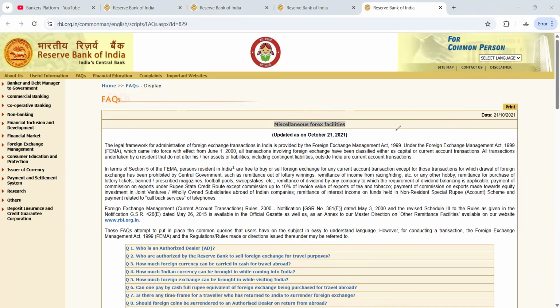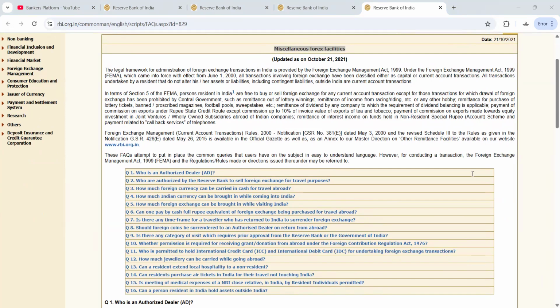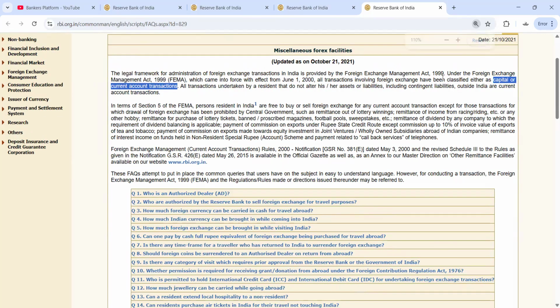So here some questions are there which are in the form of FAQs. So these questions we will be discussing and how we have to apply them in the exam. First, this is the legal framework for administration of foreign exchange transactions in India. It is as per the FEMA Act 1999. This FEMA Act came into force with effect from 1st June 2000. All the transactions involving foreign exchange have been classified either as capital or current account transactions. This we have already discussed in our previous video, current account transaction and capital account transaction.